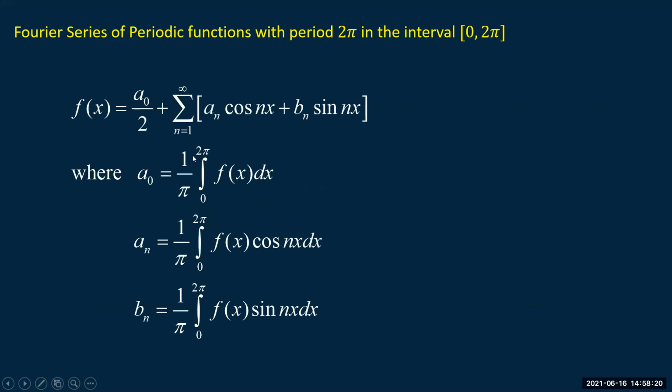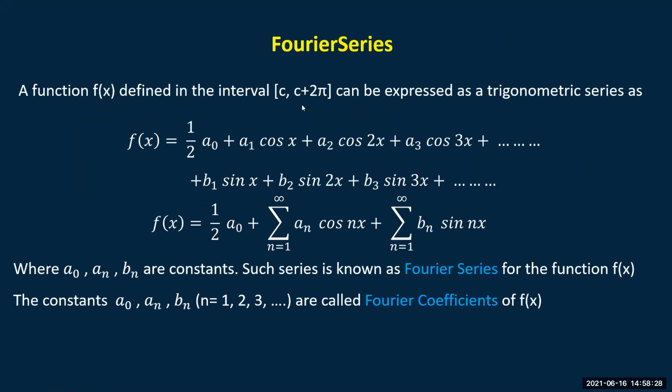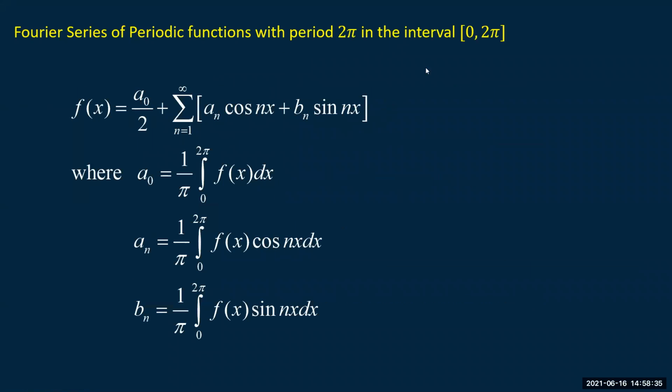In fact, when you are given the function f of x which is defined in the interval, let us say 0 comma 2 pi, right? Earlier I took it as c comma c plus 2 pi. If you take c equal to 0 in particular, we get this interval as 0 comma 2 pi. I've just taken such an interval for understanding. When you are given a function defined in the interval 0 comma 2 pi, corresponding to that function, we can write the Fourier series, right? So this is the series representation: a naught by 2 plus summation n equals 1 to infinity an cos nx plus bn sin nx.